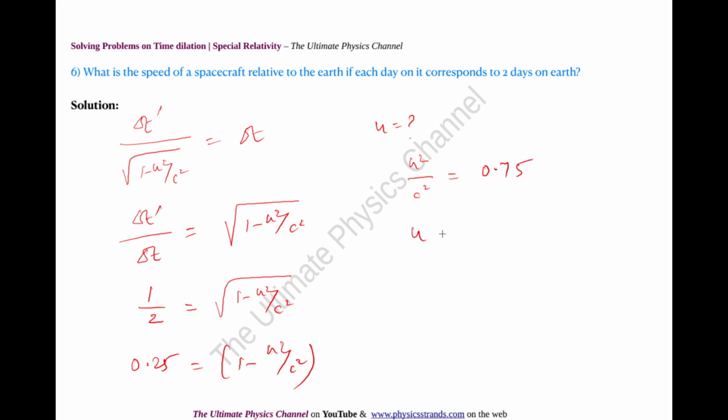So u is equal to square root of 0.75 times c. That is equal to 0.866 c. So 0.866 c is the speed at which the spacecraft has to move relative to the Earth, so that a clock on it measures 1 day for each 2 days on Earth. Moving on to the next one.